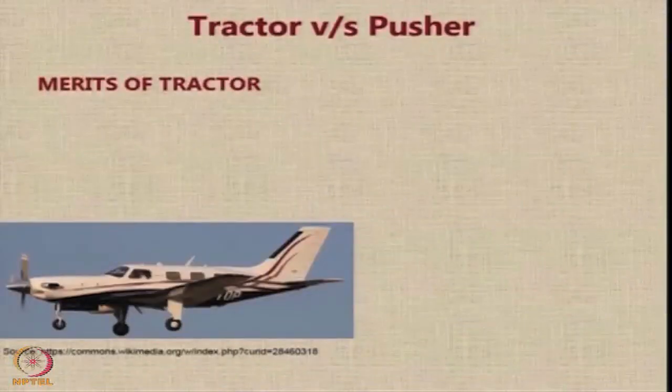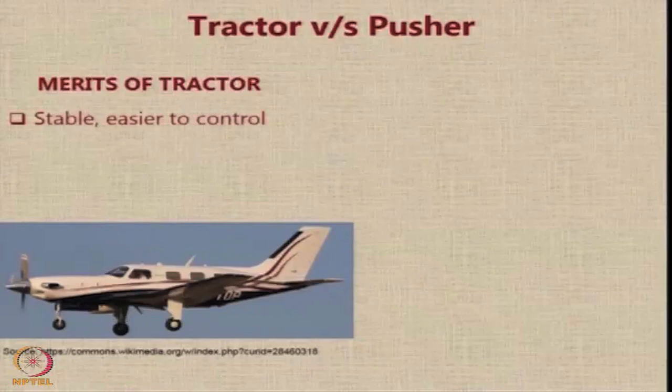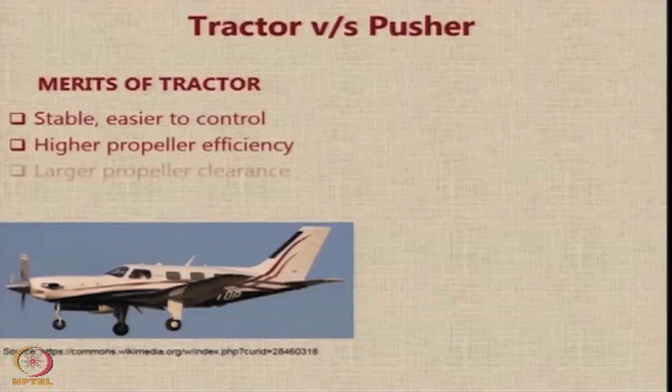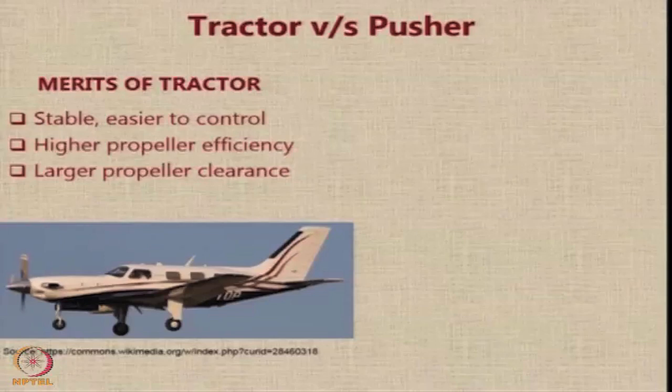Let us first look at the merits of the conventional configuration or the tractor configuration. The first and the most important factor is that a tractor configuration of engine gives you a configuration that is stable and relatively easier to control. Because the propeller is in undisturbed flow facing the wind as the aircraft flies forward, you get higher propeller efficiency, and in most cases you can also get much larger propeller clearance.